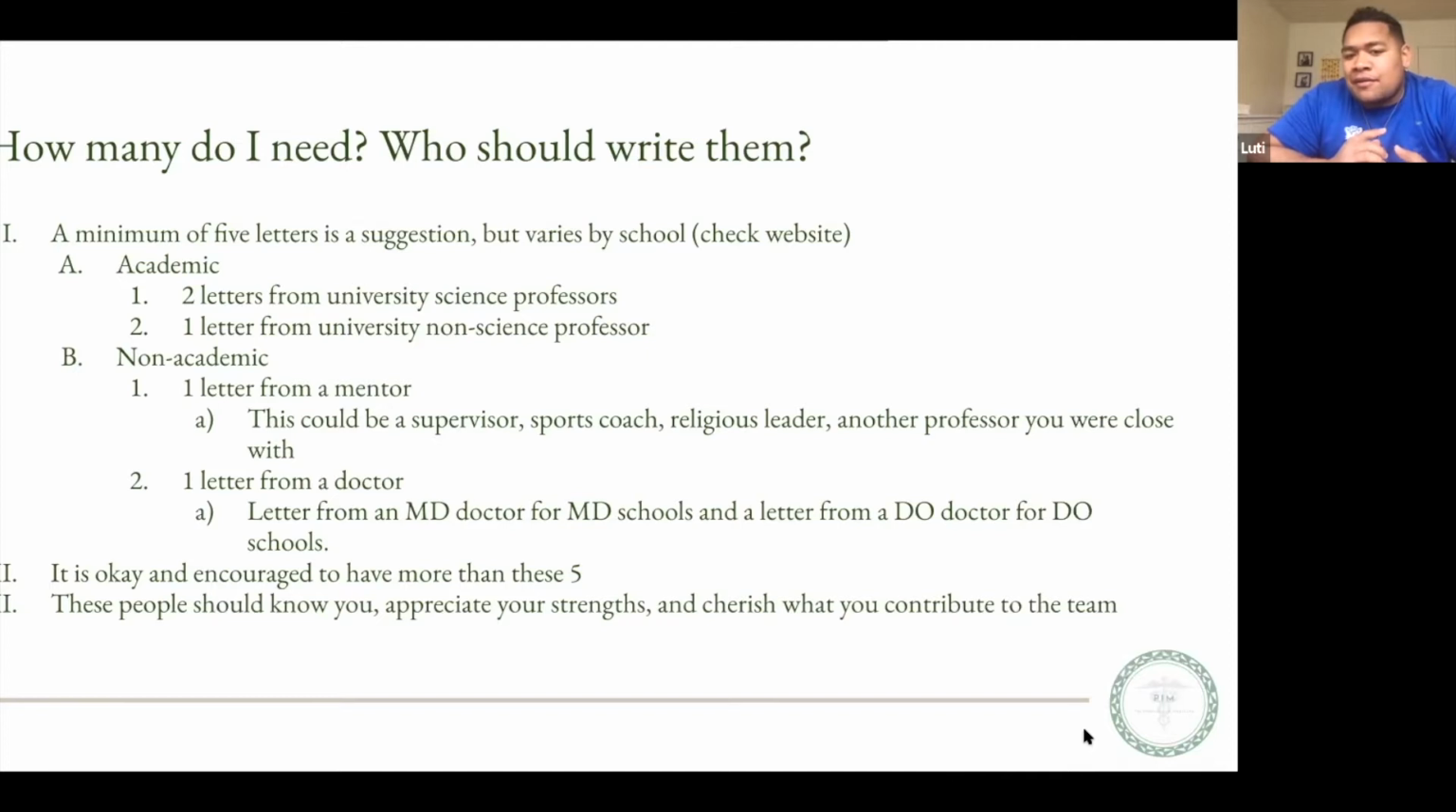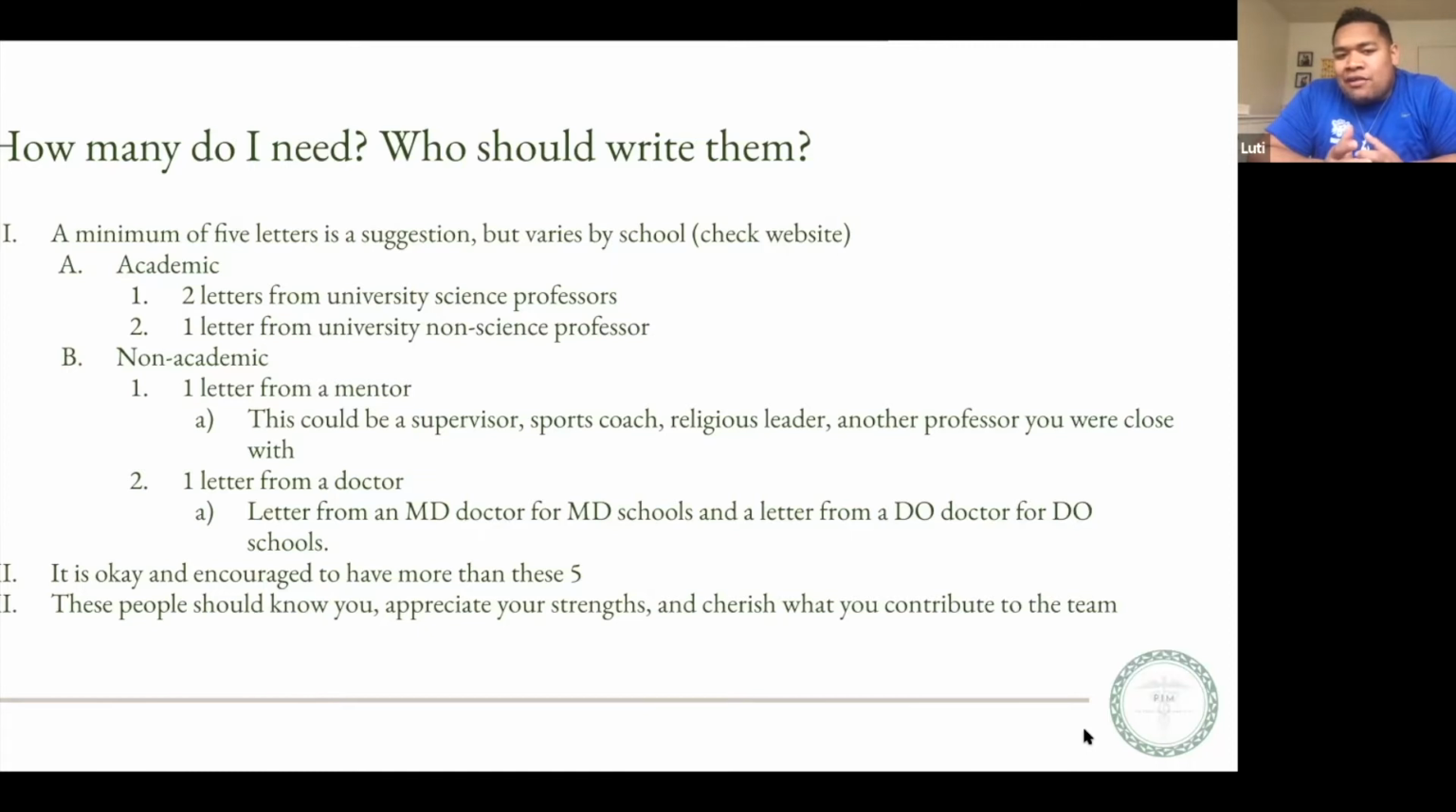You also want two letters that are non-academic, and one is just from a mentor of yours. For me, I got it from my boss, who I worked for all throughout my undergrad, and I built a really good relationship with him. He was actually a really good friend of mine from high school. Well, I was good friends with his son in high school, and I worked for him throughout undergrad, so he knew me for a while, and he wrote me a really good letter. And the other non-academic letter that you want would be a letter from a doctor that you've built a relationship with, through shadowing, or if you work for a doctor in undergrad, etc.